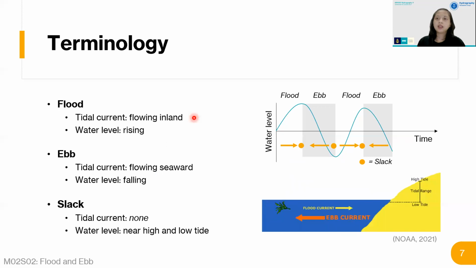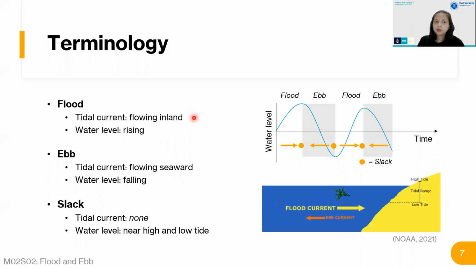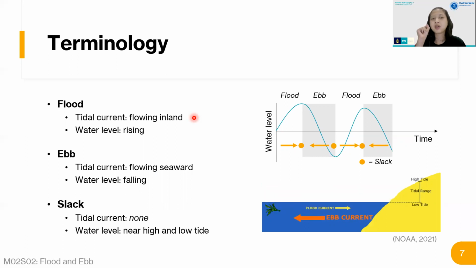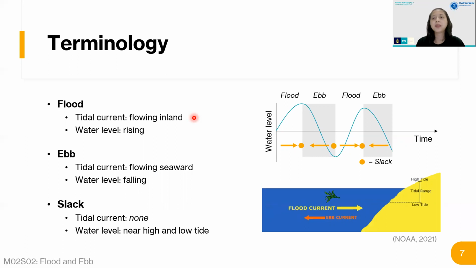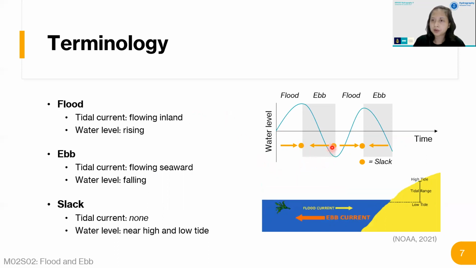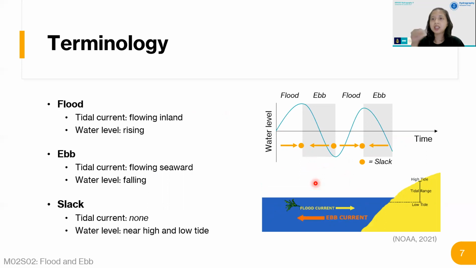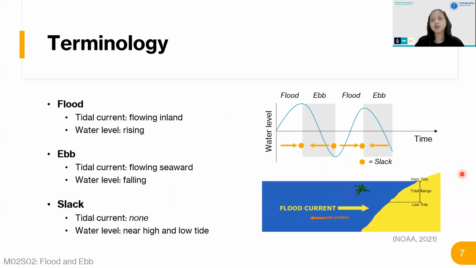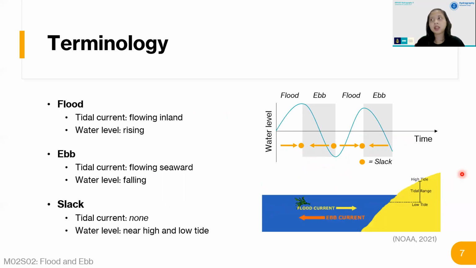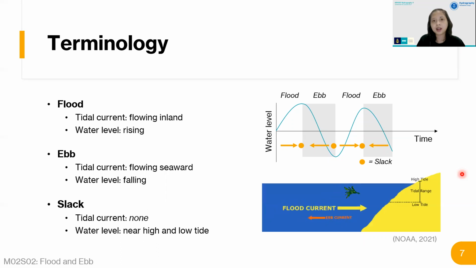Okay. And another terminology that I would like you to know is called the slack. The slack is basically when you've got the least or no tidal current at all. And it only happens just before ebb, just before flood. So basically, when the flood is changing into ebb, that's when your slack is. And it's very important to know when your slack period is because it's quite interesting to see that in your analysis.